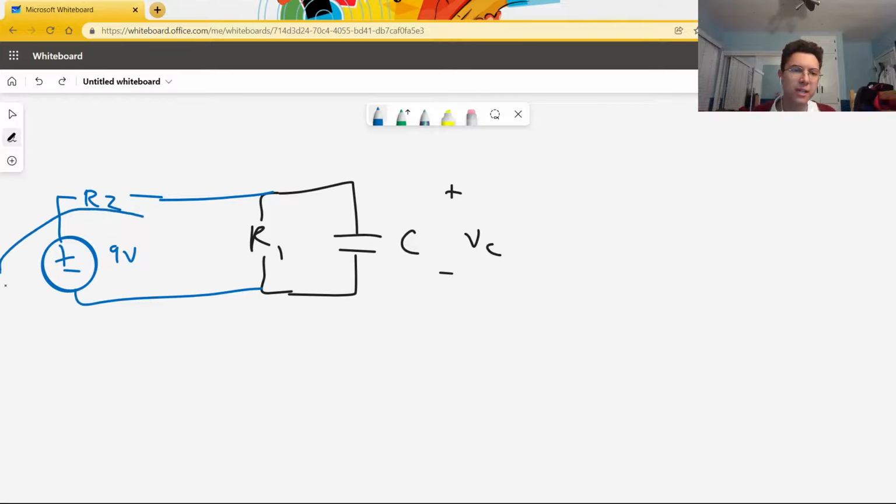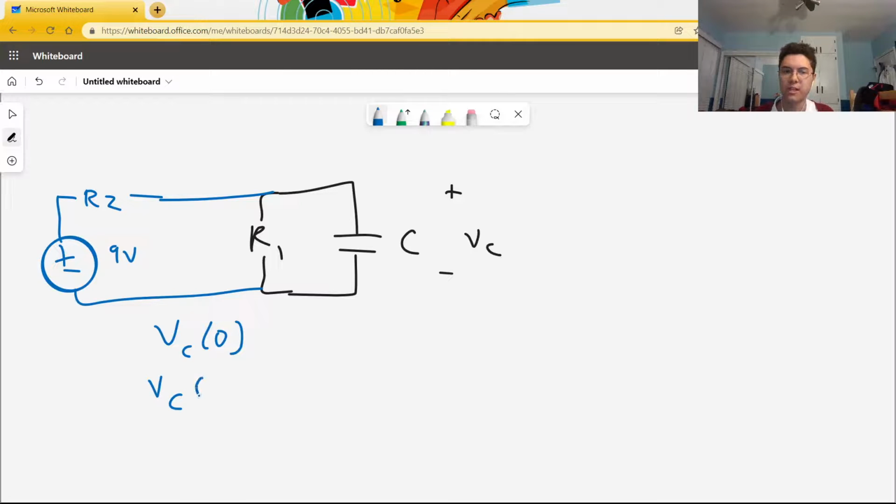Suppose that before we connected this 9-volt battery to this circuit, the capacitor had some voltage, Vc0. We will call this the voltage at time 0, which is when we flipped the switch and connected the circuit. Let us suppose that after a very long time, t equals infinity, the capacitor reaches a different voltage, Vc at infinity. How do we determine an equation for the change in this capacitor's voltage over time? There are a few helpful facts.